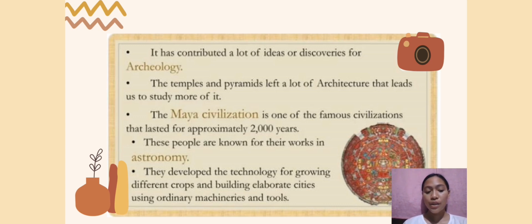The Mayans' notable achievement was astronomy because they developed an understanding of the stars, planets, and solar system. For example, they knew how to predict solar eclipses. And the Mayan civilization developed the technology for growing different crops and building elaborate cities using ordinary machineries and tools. They cultivated corn, beans, and squash, and they used ordinary tools like stones and wood for building cities and houses.